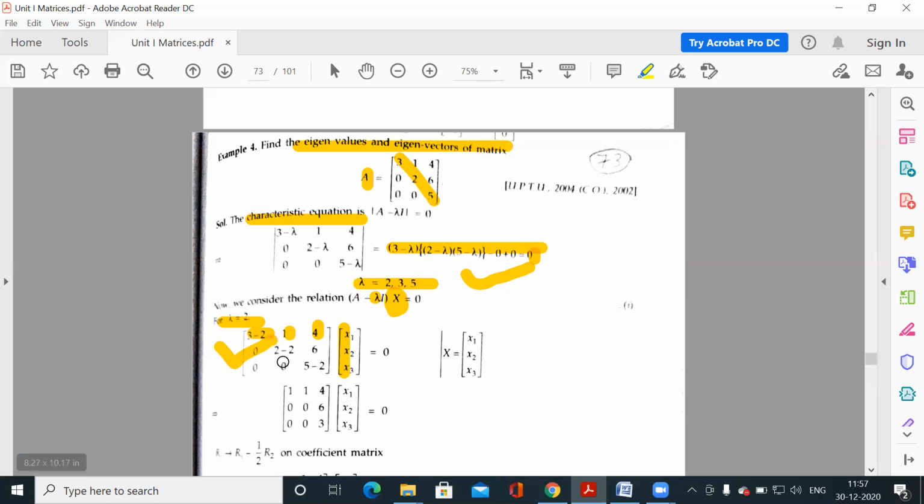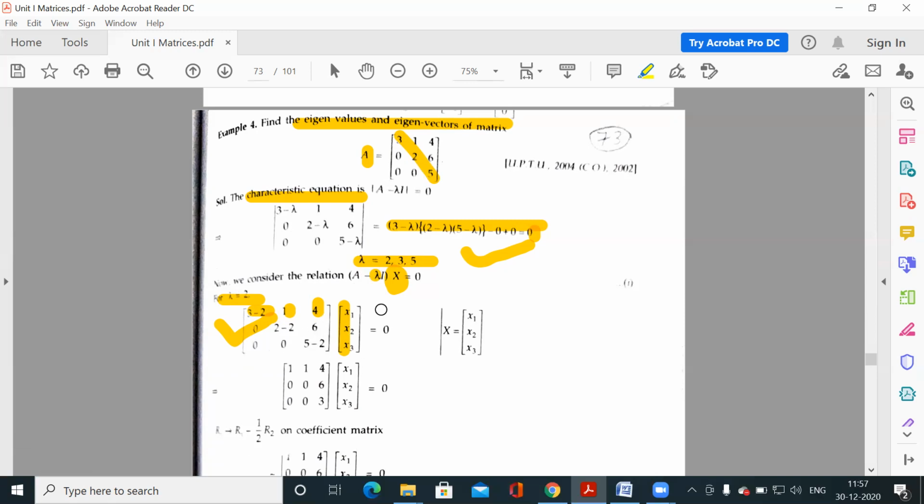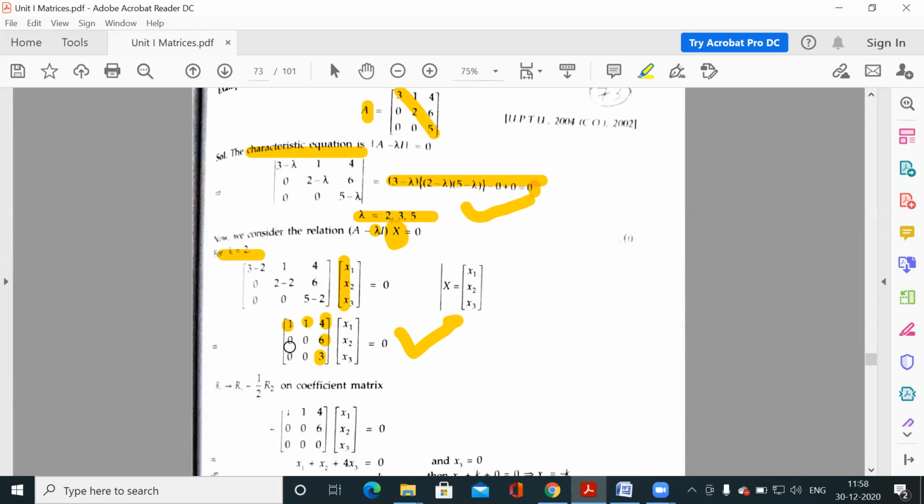Clear? Now this is your homogeneous system. If you multiply these matrices, 3 minus 2 is 1, 1, 4, next 0, 2 minus 2 is 0, 6, 0, 0, 5 minus 2 is 3. After multiplying these matrices, you get x1 plus x2 plus 4x3 equal to 0. This is your first equation.